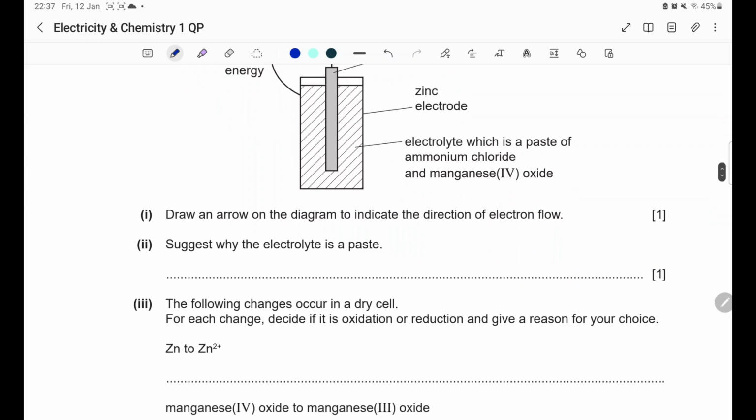Suggest why the electrolyte is a paste. An electrolyte always has to be something liquid, something molten, because you need the ions to flow, you need movement, because that is the only way that charge is carried. How is graphite a conductor of electricity? Because it has free moving electrons and they can carry the charge. So therefore, the electrolyte is a paste to allow ions to flow.